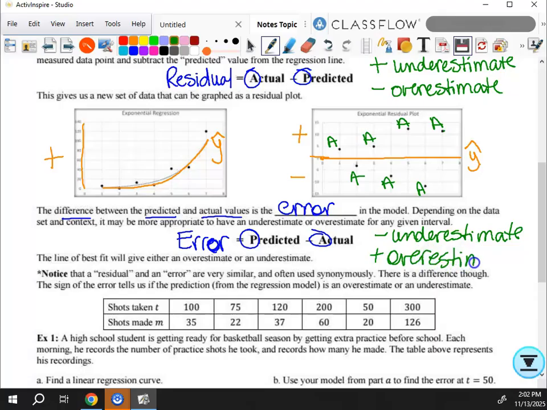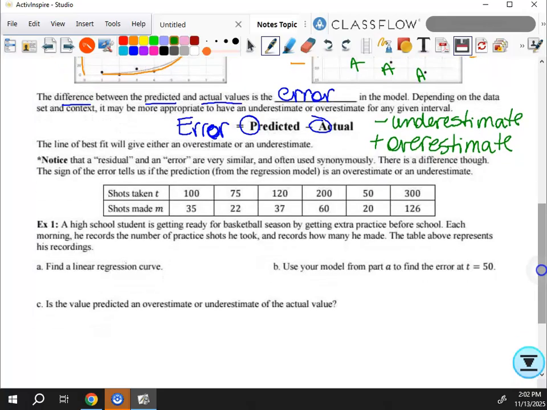And I think that's the reason for this next phrase that I don't necessarily agree with, but it says, note, it is important to note that the residual and error are very similar and often used synonymously, but they are not the same, right? The signs are going to be different. There is a difference, and then it says the sign of the error tells you if the prediction is an overestimate or an underestimate. Well, I think the sign of the residual does too if you just understand how they work.